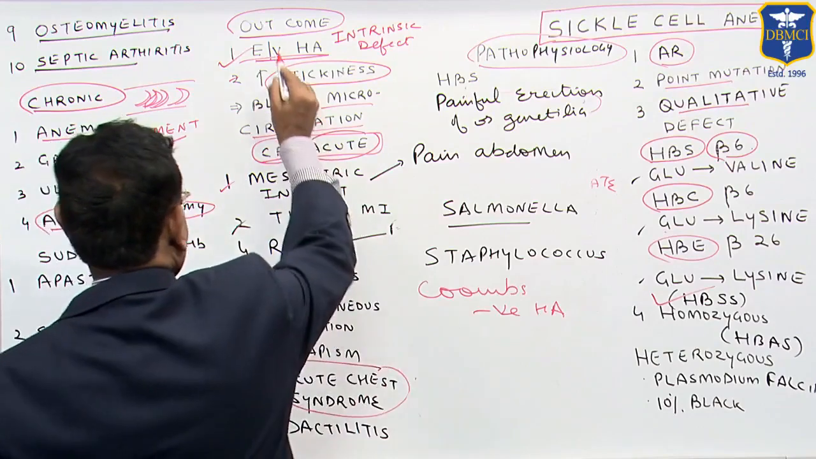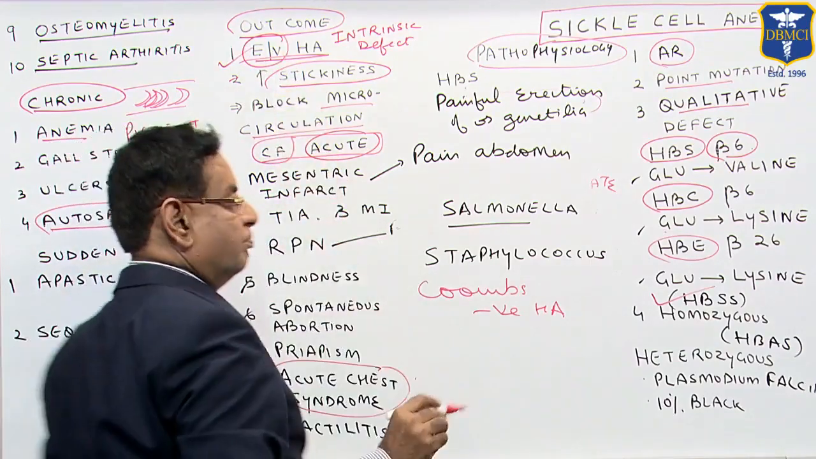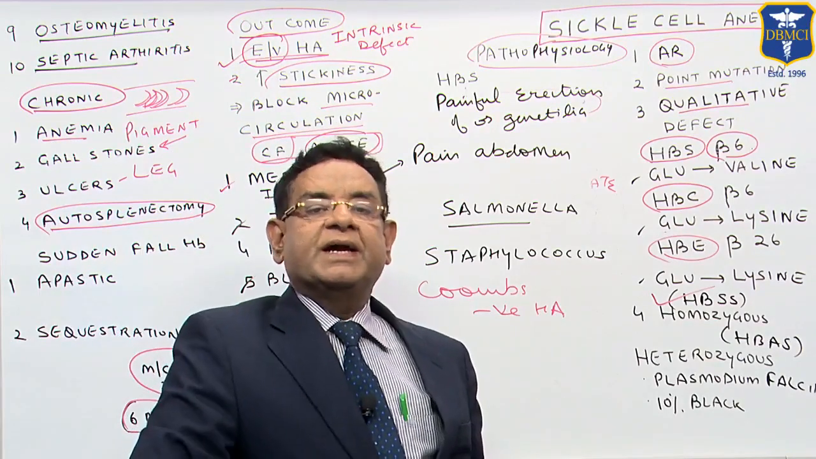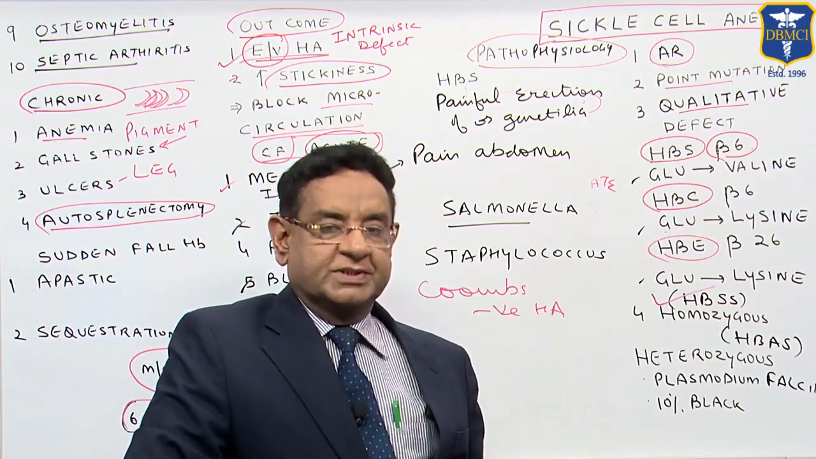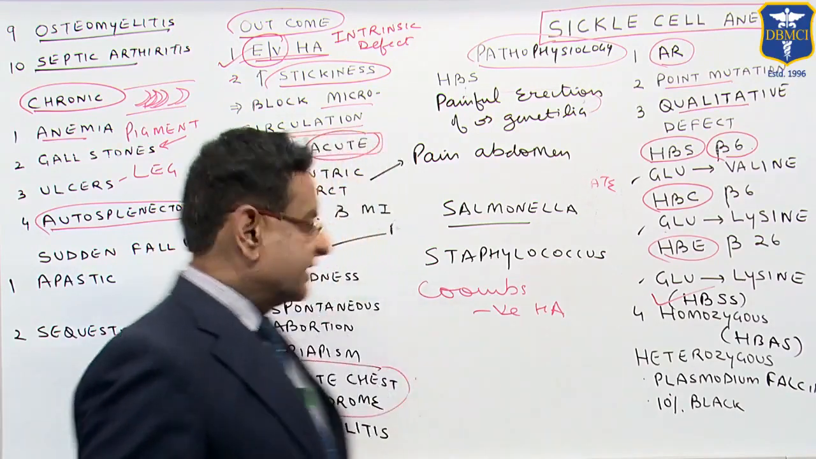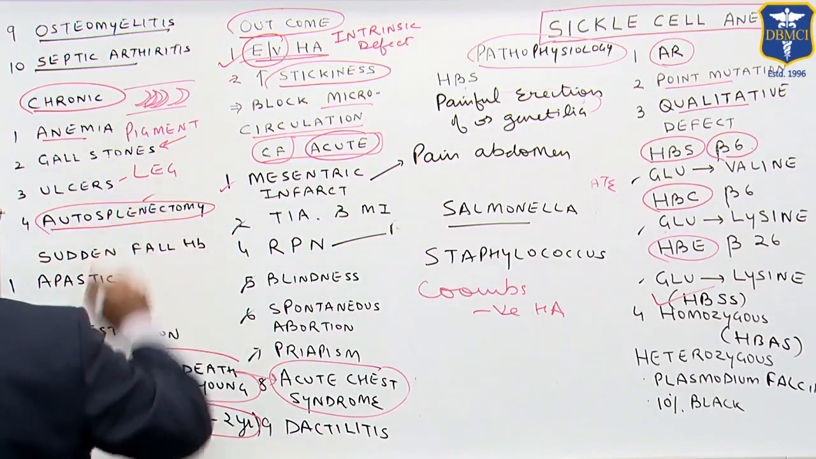Here we have an extravascular hemolytic anemia. Most of the conditions where we have extravascular hemolytic anemia, like hereditary spherocytosis, spleen is palpable, but this is an exception where spleen is not palpable.